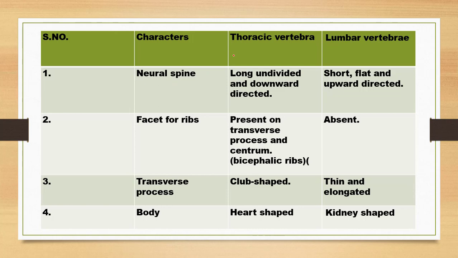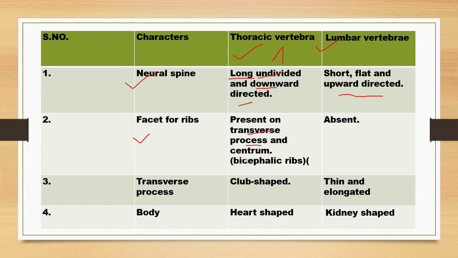Now this is a comparison between different parameters of thoracic vertebrae and lumbar vertebrae. The spine in case of thoracic vertebrae is long, undivided, means it is pointed and directed downward, and in case of lumbar vertebrae the spine is short, flat, and directed upwards.